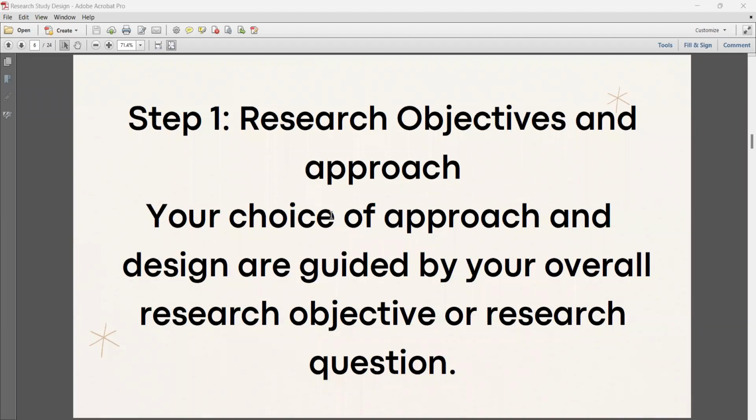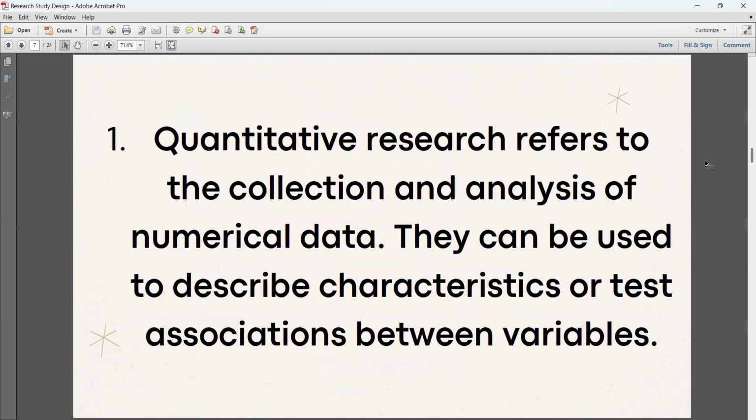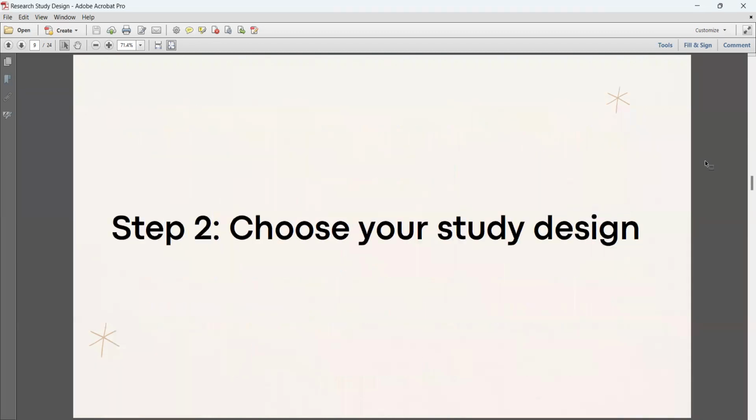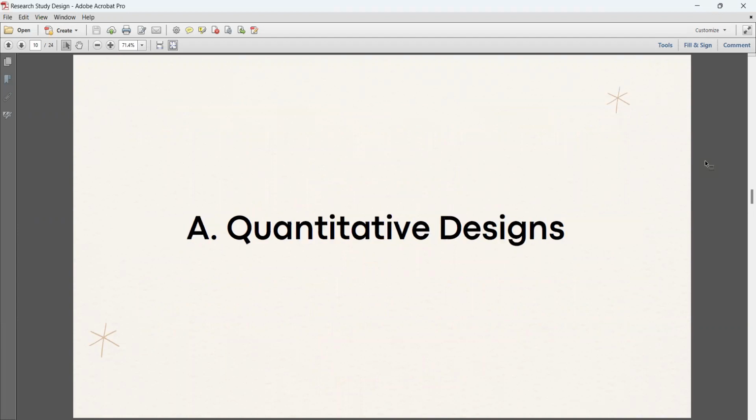So we've completed step one. We've checked the various research objectives, the various action verbs used, and how they could give us an idea on what approaches or methods to choose. Let's now choose our most appropriate study design. I'll start with quantitative designs, or designs that are under the quantitative research approach.